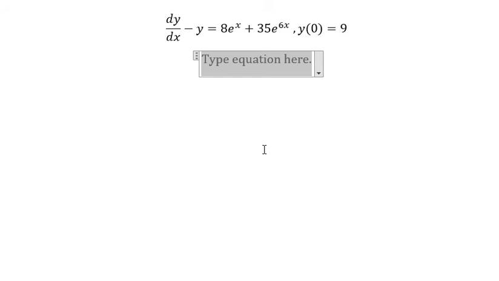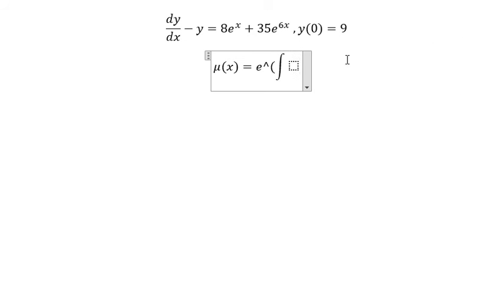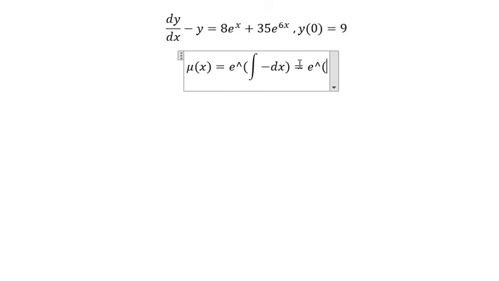First, we need to find the mu of s. That should be e to the power of the integral. We have negative 1 in here, so that should be negative ds. And you get e to the power of negative s.